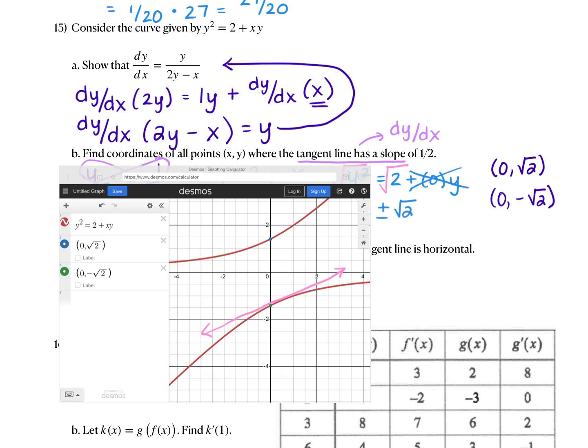Sure. I don't even think you have to work that hard. But what we're showing is that these are the places where I have a slope of 1/2.